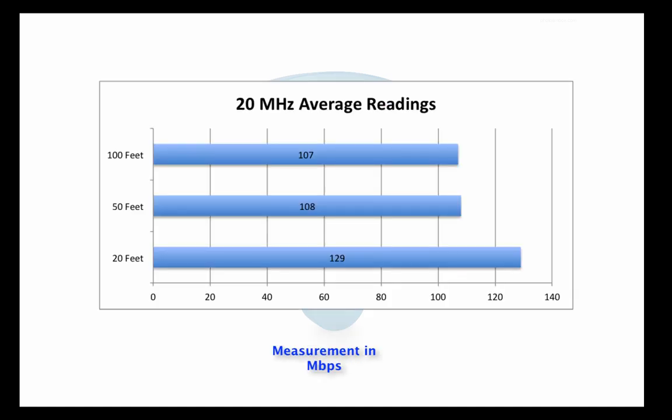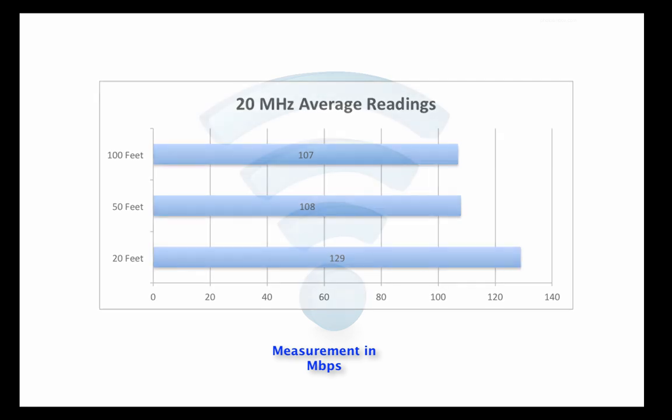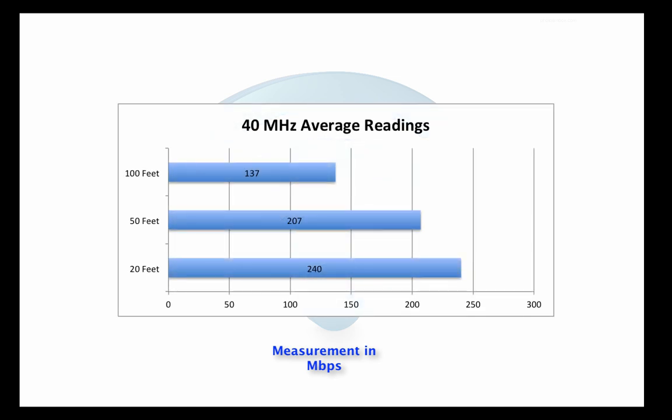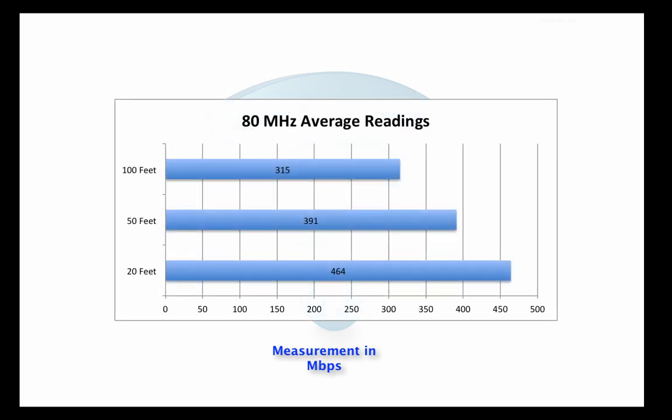For 20 MHz channel, at 20 feet the average reading was 129 megabits per second. At 50 feet it was 108 megabits per second, and finally at 100 feet it was 107 megabits per second. As for 40 MHz channel, at 20 feet the average reading was 240 megabits per second. At 50 feet it was 207 megabits per second, and at 100 feet it was 137 megabits per second. And finally, for 80 MHz channel, at 20 feet the average reading was 464 megabits per second, and at 50 feet it was 391 megabits per second, and at 100 feet it was 315 megabits per second.